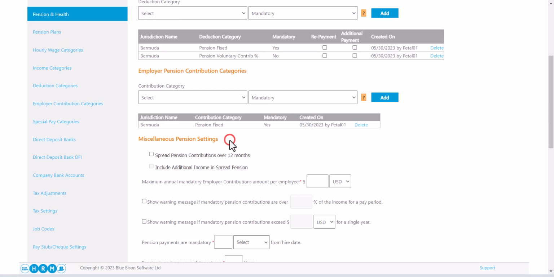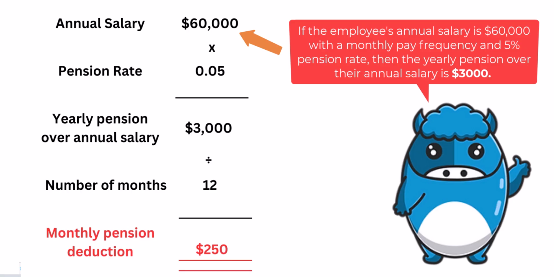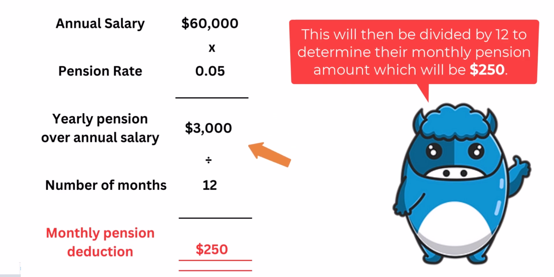Select this checkbox if your employee's yearly pension over their annual salary should be calculated based on their pay frequency and to spread into each pay period. For example, if the employee's annual salary is $60,000 with a monthly pay frequency and 5% pension rate, then the yearly pension over their annual salary is $3,000. This will then be divided by 12 to determine their monthly pension amount, which will be $250.